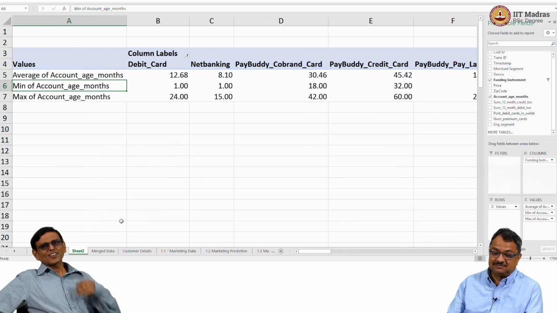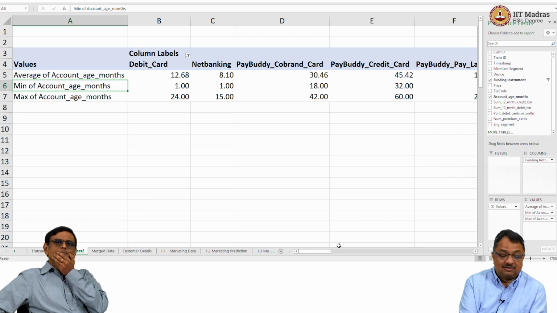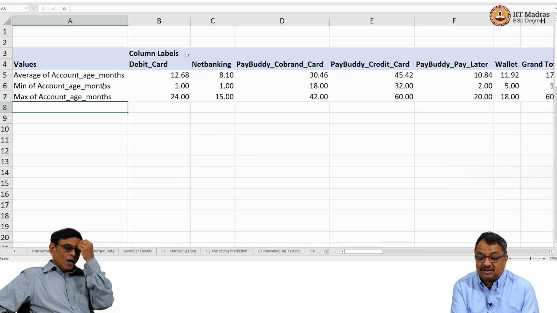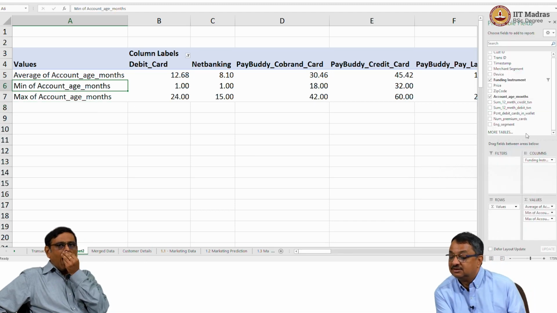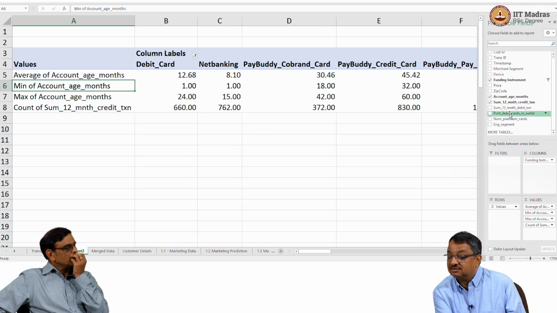Correct. Okay. Now the other thing that we can do is look at how much this person has spent on credit cards and debit cards. So how much is spent, Milind? We have the sum of 12 month. Then what is it? What are you asking me?